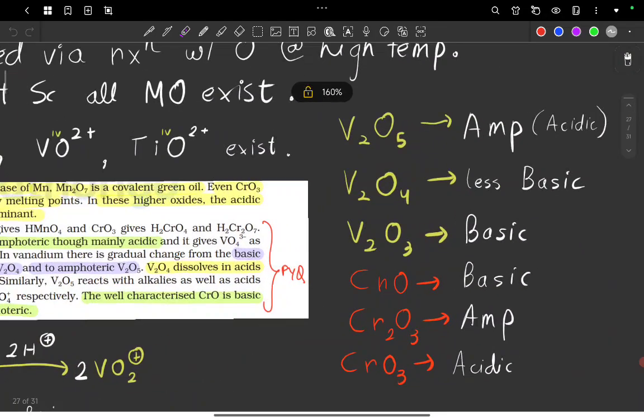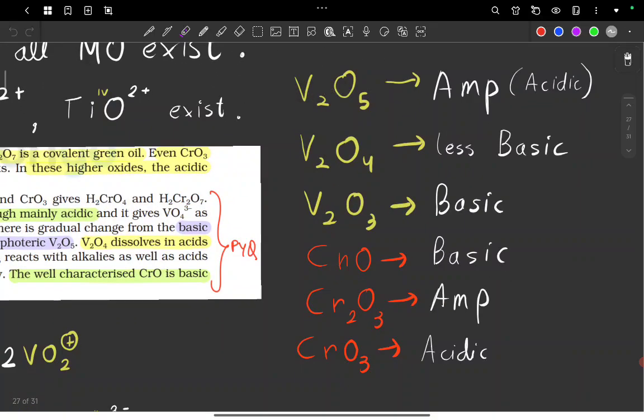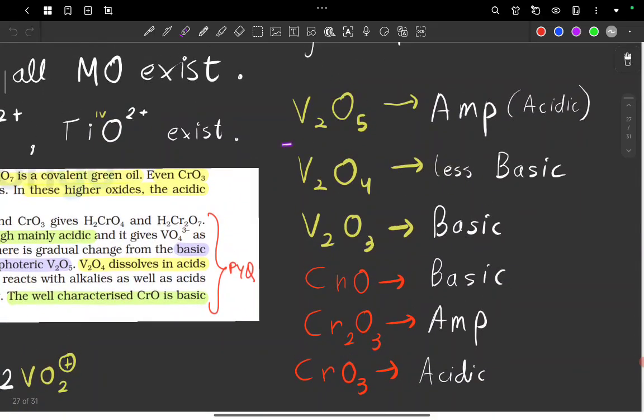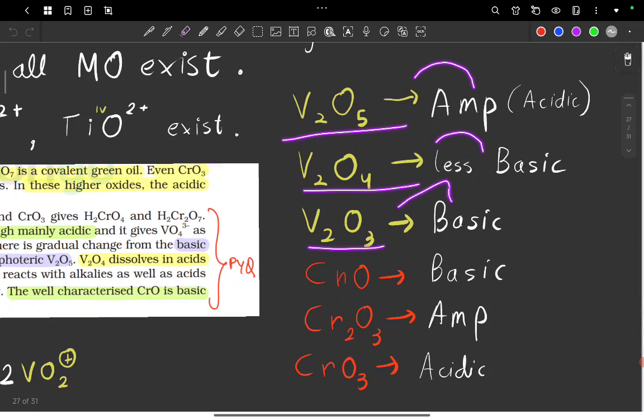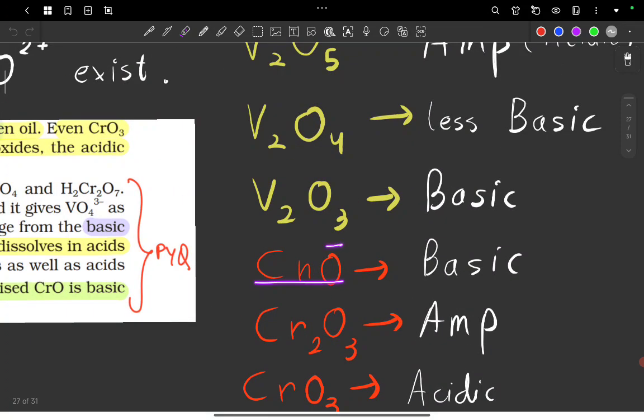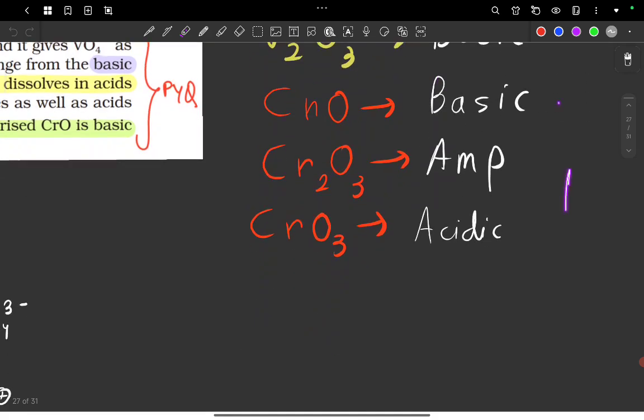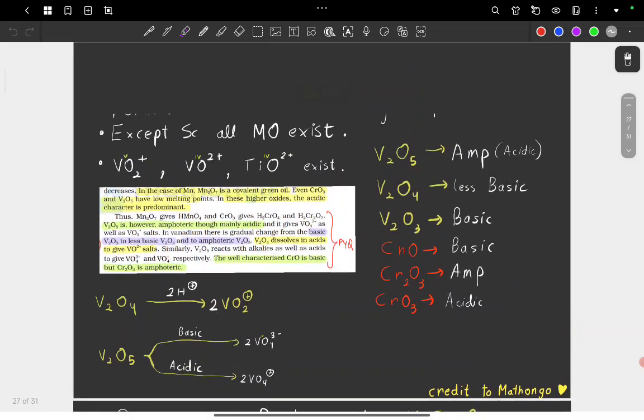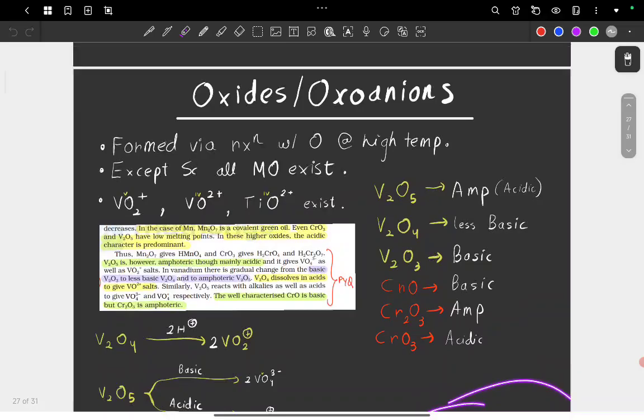Okay, and again these are oxide behaviors you have to remember. V2O5 is amphoteric, V2O4 is less basic, V2O3 is basic, while chromium +2 oxide is basic, chromium +3 oxide is amphoteric, and chromium +6 oxide is acidic. As I told you, when you go higher in the oxidation states, the oxides start getting more acidic. Okay, great.